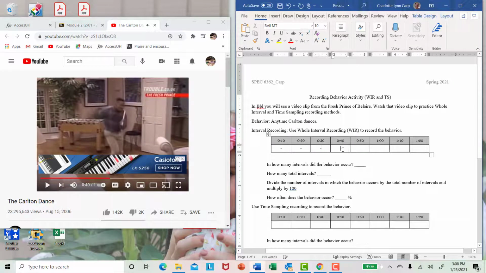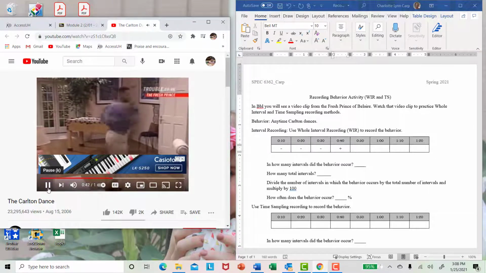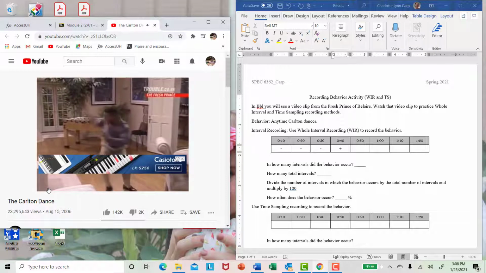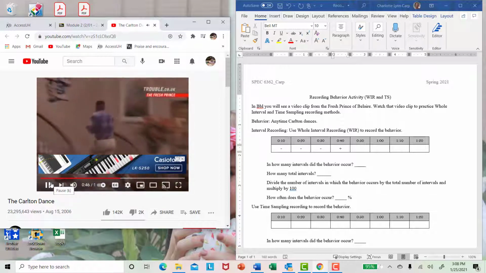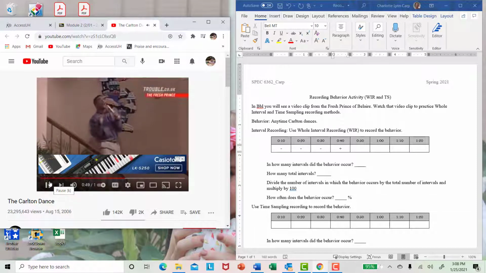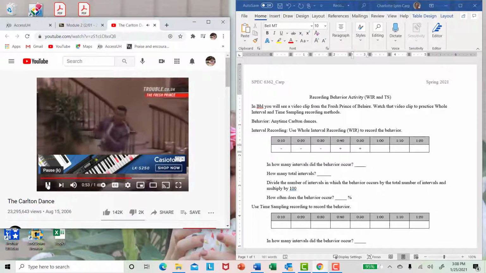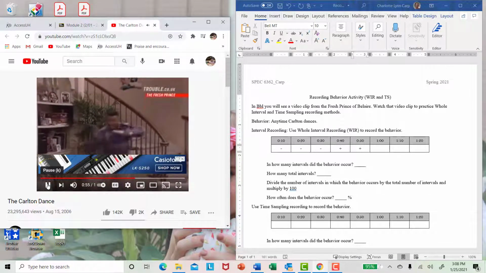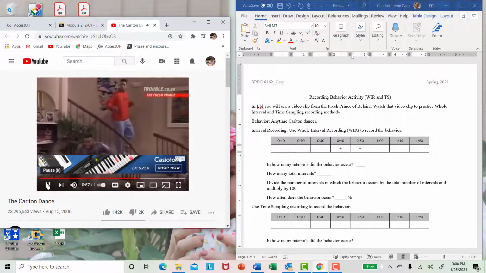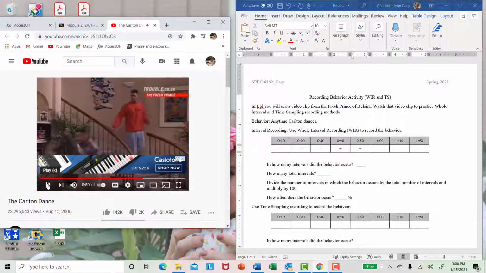Okay, so he's been dancing the whole interval, so we put a plus. Okay, so he's been dancing the whole interval, so we put a plus. All right, he's been dancing the whole time, so we put a plus.